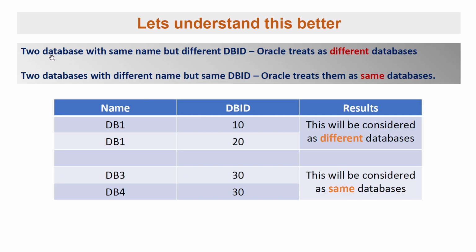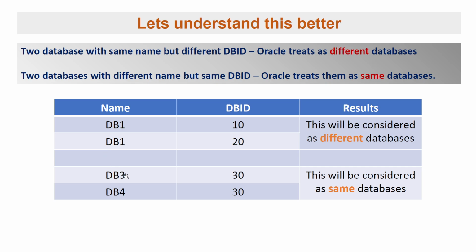Now let's say you have two databases with same name but different DBID. Oracle will treat them as different databases. Even though database name is same, since the DBID is different, these are different databases. So here you got a database called DB1 and another database called DB1. The DBID of first is 10, the DBID of the second is 20. Since the DBID of these two databases is different, these are considered as different databases.